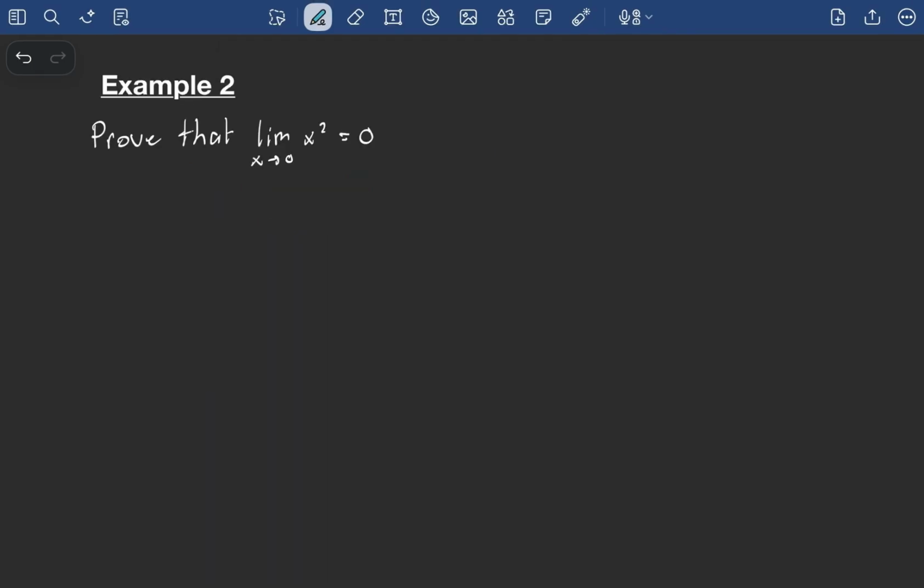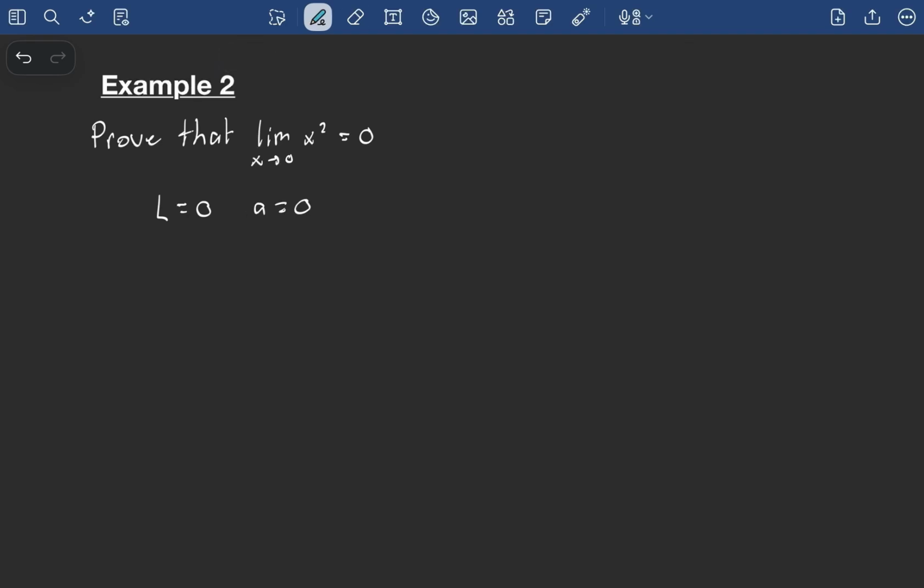All right, so here's our second example. We need to prove that the limit as x approaches 0 of x squared is equal to 0. So in this case, we can clearly see that our L is equal to 0, and also that our a is equal to 0.